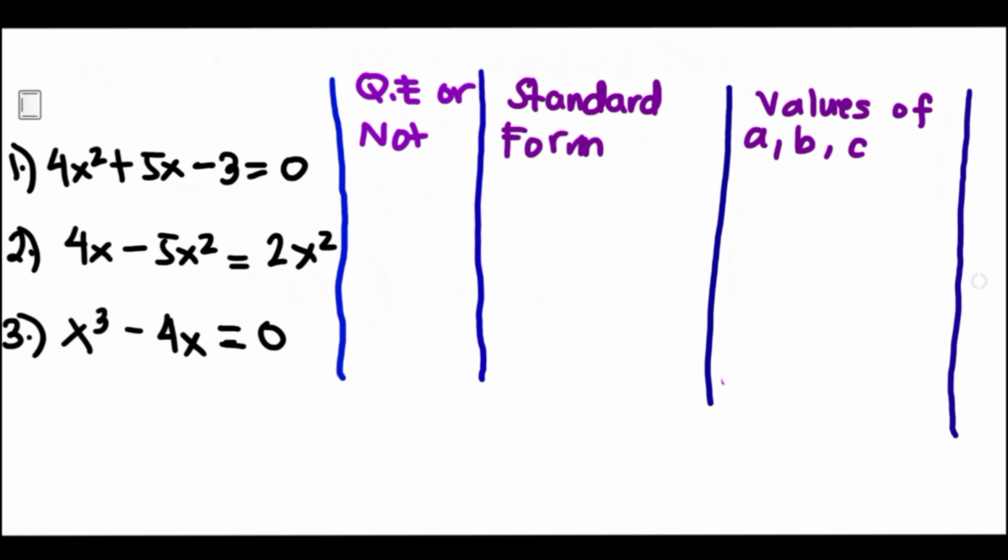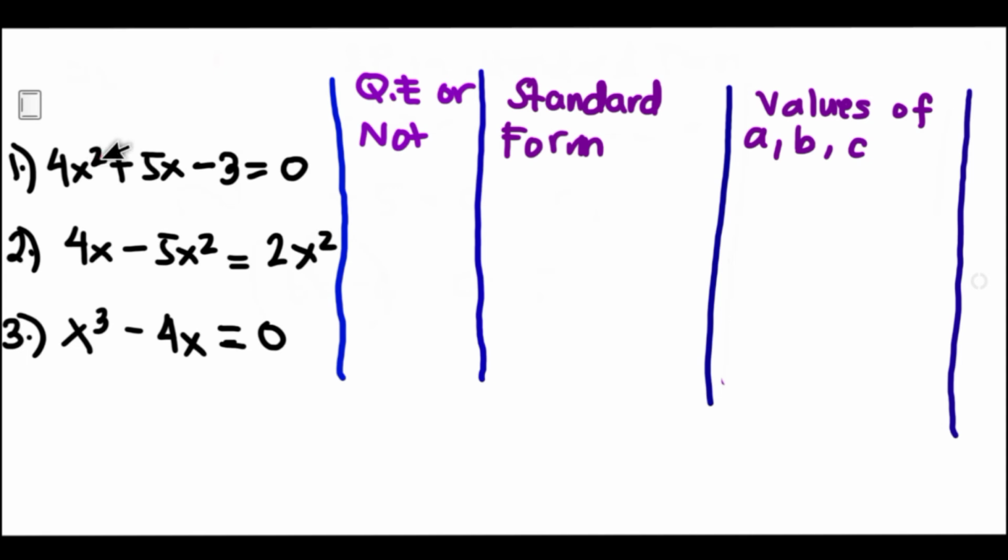Okay, let's have this activity. So, we have here equations. We have to identify if they are quadratic equation or not. And if it is a quadratic equation, we have to write it in standard form. And we also have to identify the values of a, b, and c. Let's start with number 1. 4x squared plus 5x minus 3 is equal to 0. Is it a quadratic equation?